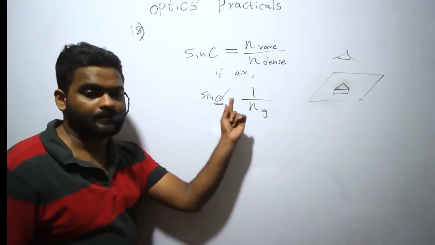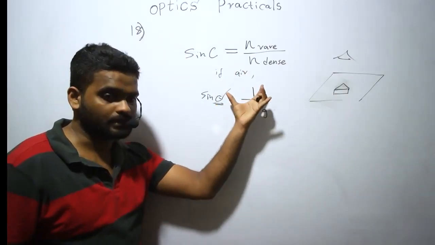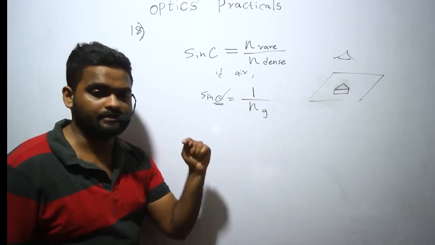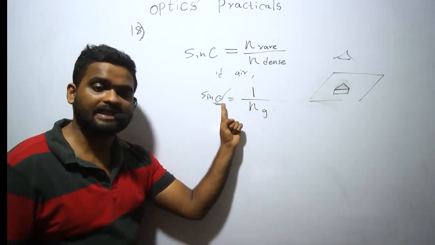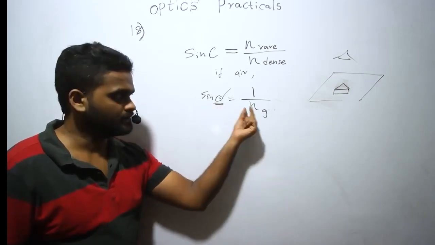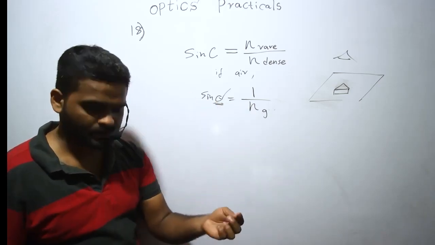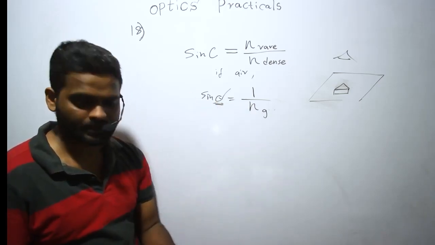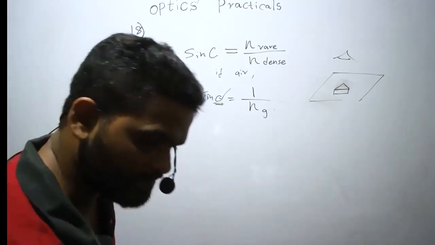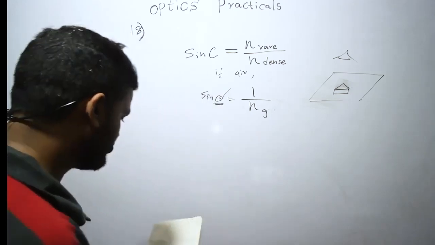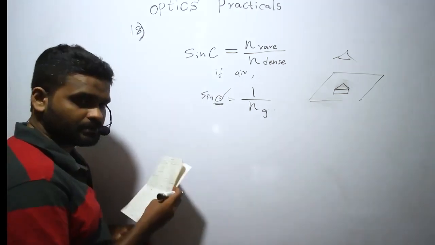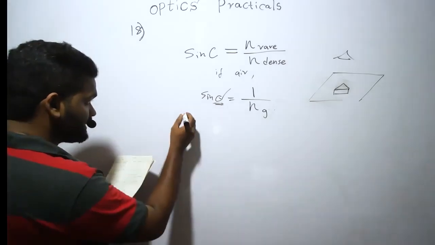Now this is the equation we use for this experiment. Sin C is equal to 1 over n. So if we find the critical angle, then you can find the refractive index of the prism material, right? Then this image is very important. Don't draw, just understand what I'm saying, right?